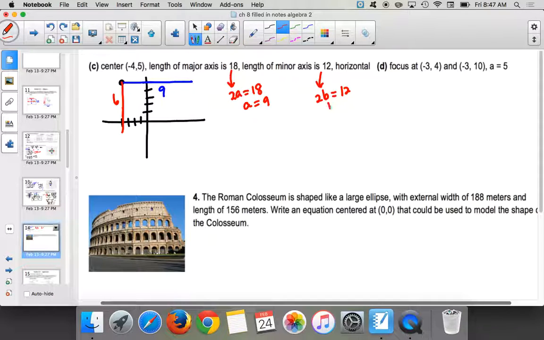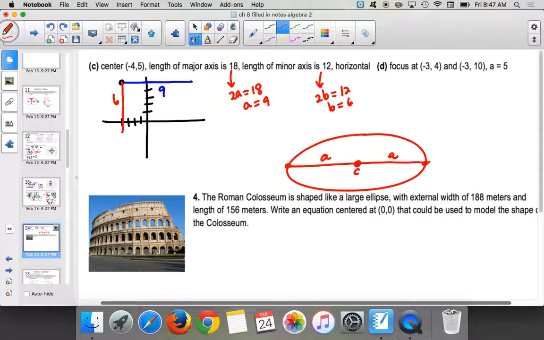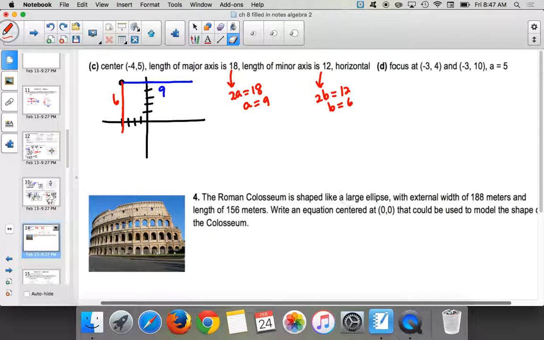Do you guys get why it's 2b and 2a? Because when you have an ellipse, the distance from the center to the vertices, this distance is a and this distance is a. So the whole thing has to be 2a. So you could go in both directions, and you could have a total of 18 and a total of 12, right? Okay, so we have our a and our b.